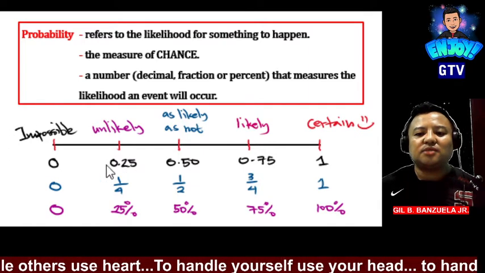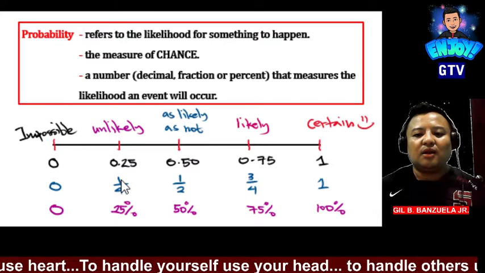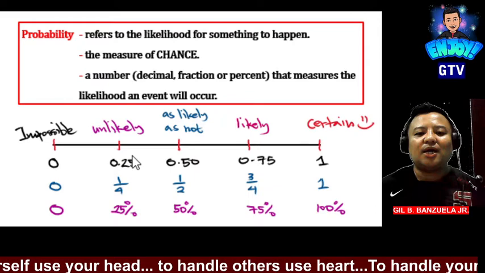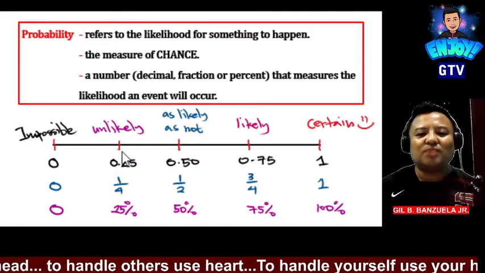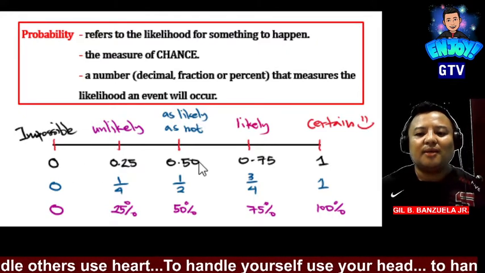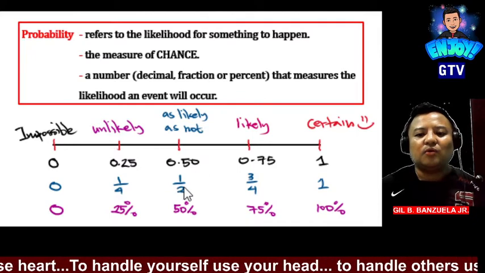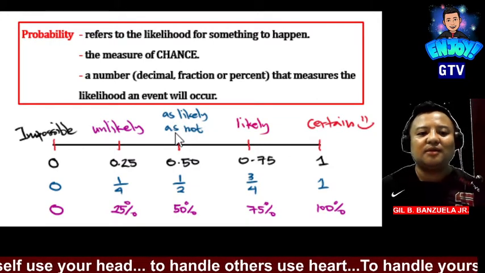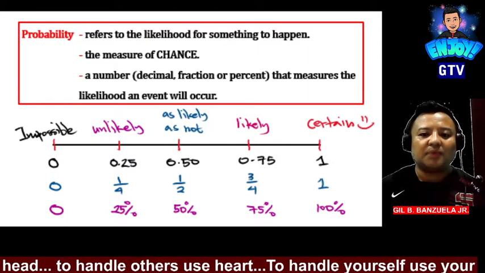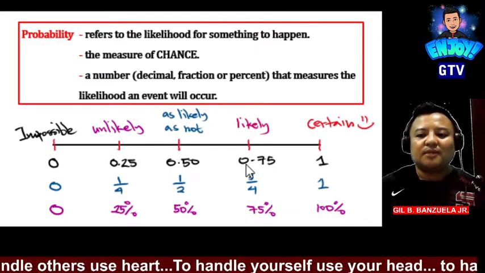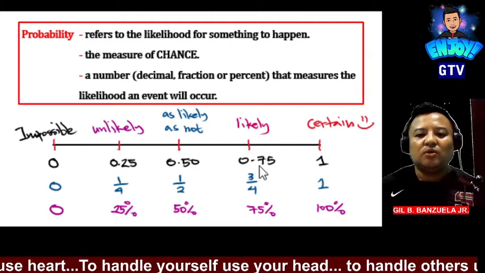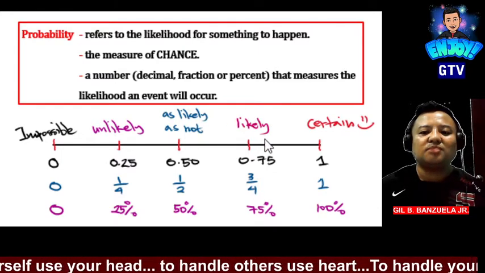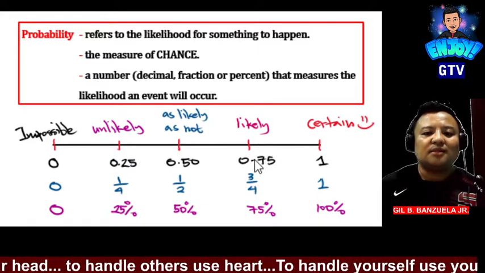Ayan. Pero, pag nandito tayo sa 0.25 in decimal, or 1/4 in fraction, or 25% in percentile, these events will unlikely to happen. So, pwede mangyari, pero unlikely. Medyo maliit lang yung possibility na mangyari yung isang event. Pero at 0.50 or 1/2 in fraction or 50% in percentile, so as likely as not, so 50-50 ang chance, it may and may not happen. So in 50-50 chance, no? But if the chance is at 0.75 or 3/4 in fraction or 75% in percentile, it is likely to happen. So, mas malaki yung possibility na ito ay mangyari if it is in this particular measurement.